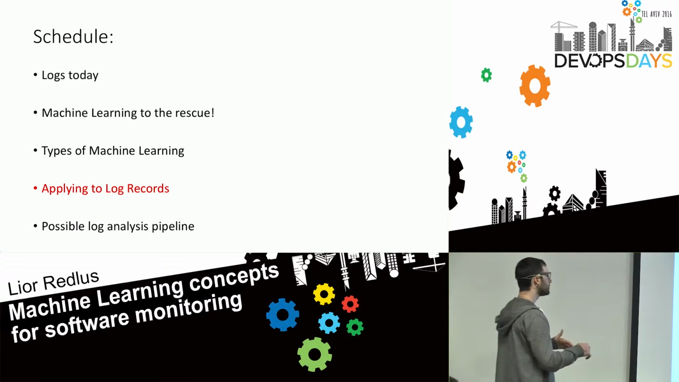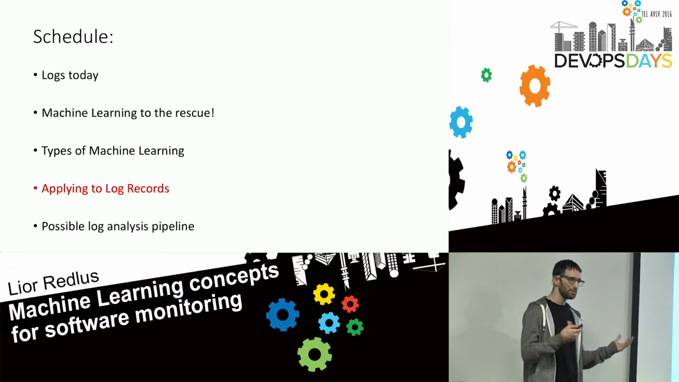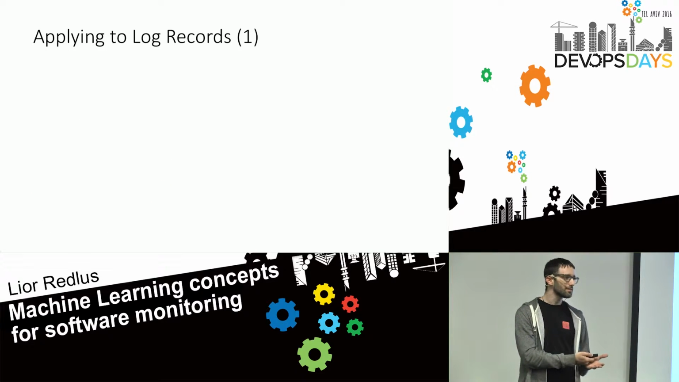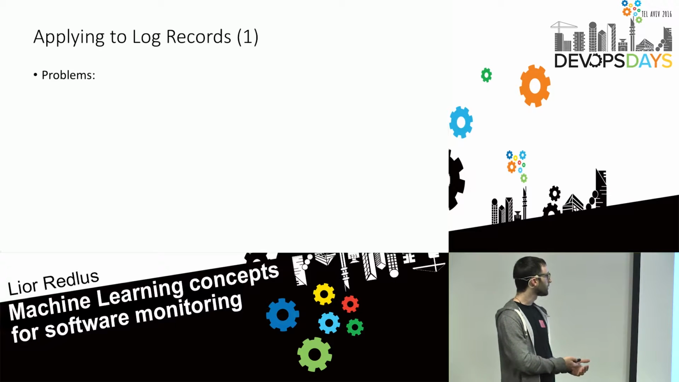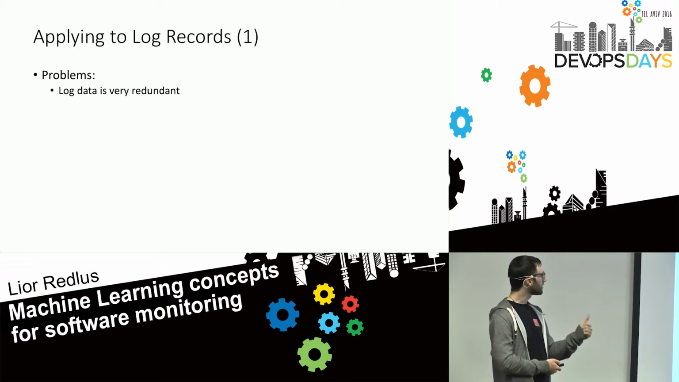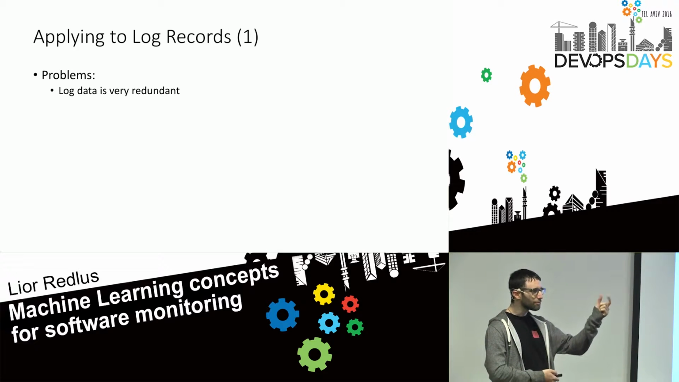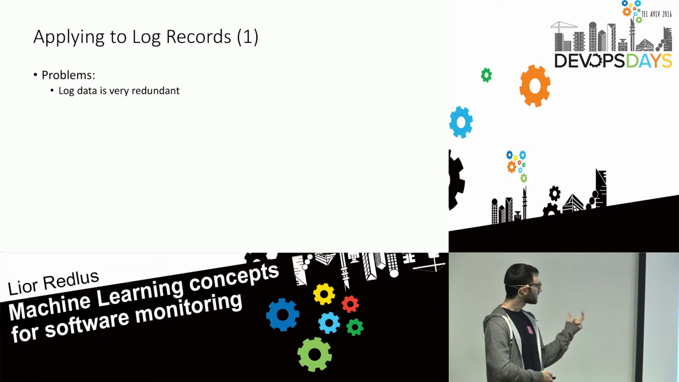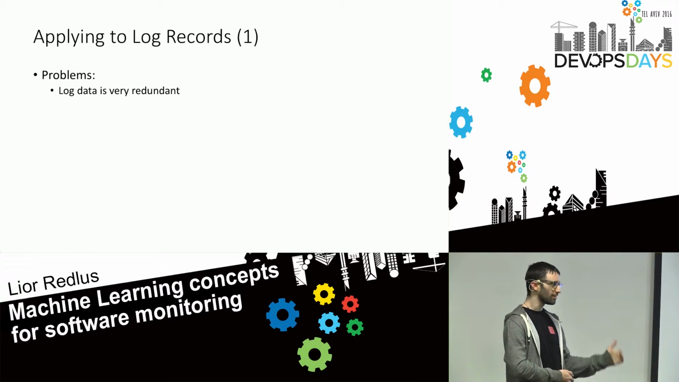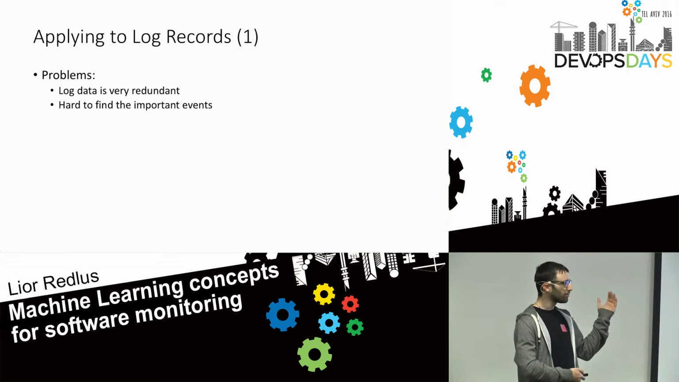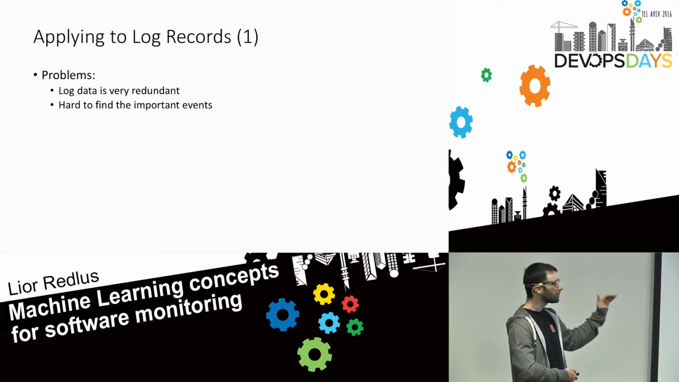Okay, so getting back to log records, how do we apply all these methods in order to improve our monitoring? We want to tackle several problems. One is that log data is very redundant. We see a lot of instances of the same logs, just with different parameters inside, which we know are of the same type, but it's hard for a machine to recognize this. Additionally, the data is so abundant that finding the rare and important events is very hard.